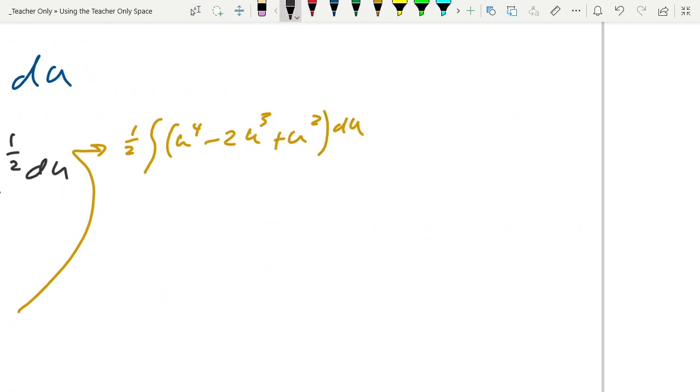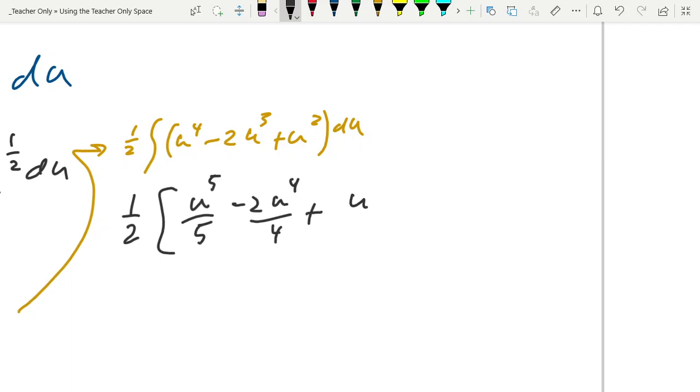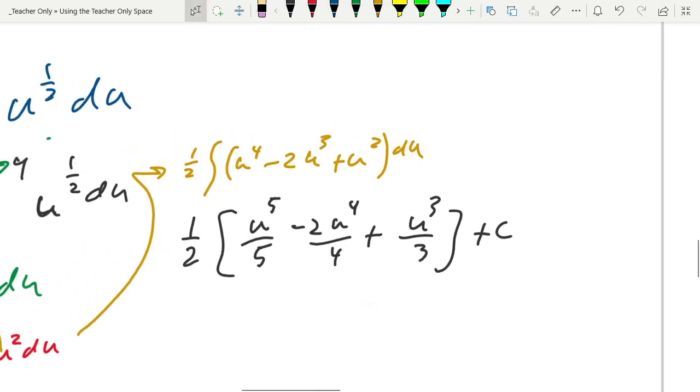Okay, so now, this is the magic moment. You're like, yay, or maybe not, but whatever, because now we can actually integrate. So this is u to the 5th divided by 5 minus 2u to the fourth divided by 4 plus u cubed divided by 3 plus c. And that's magic because we're done.